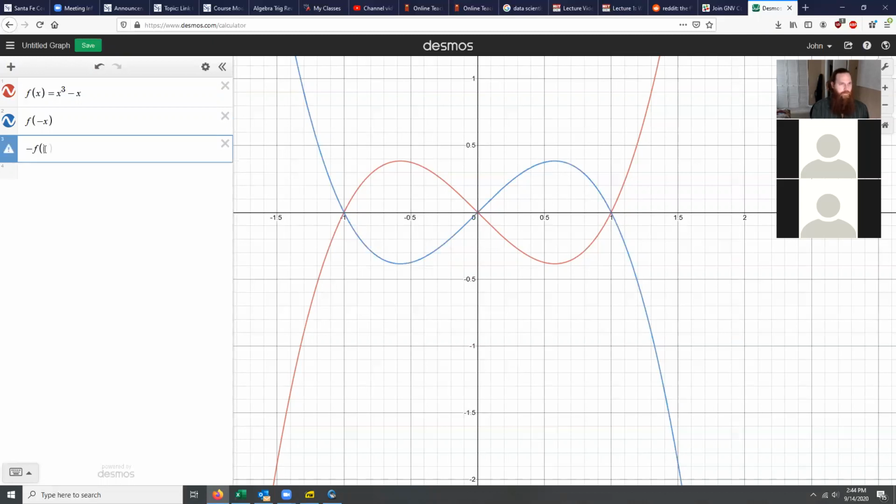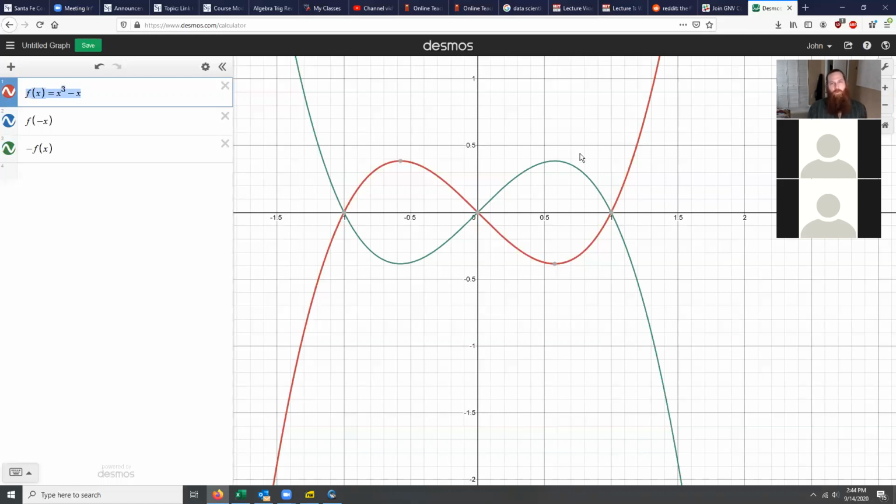Here's the vertically flipped. And what you see is that the green and the blue are the same. The blue is the horizontal flip, and the green is the vertical flip, and those two are the same. So this exhibits origin symmetry, is an odd function.